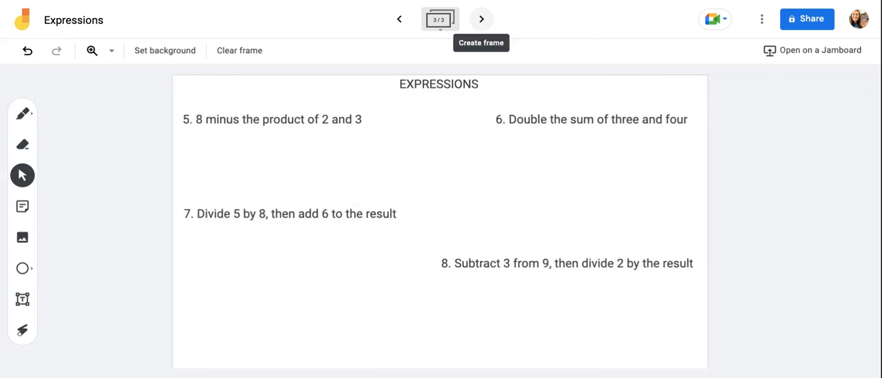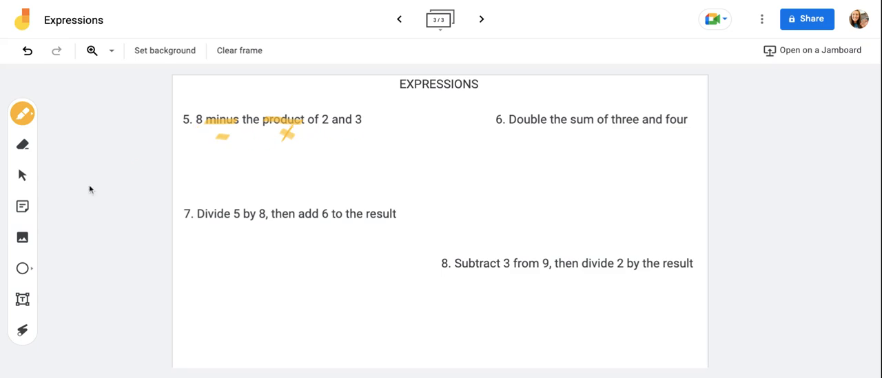In the 5th grade, you are expected to be able to write expressions that have at least 2 operations in them. And we're going to break them down the same way, but this time we're probably going to find at least 2 words that are math words in here. So for number 5, it says 8 minus the product of 2 and 3. So again, I'm going to use my highlighter and I'm going to highlight those math words, minus and product. I know that the word minus means to subtract, and I know the word product means to multiply.